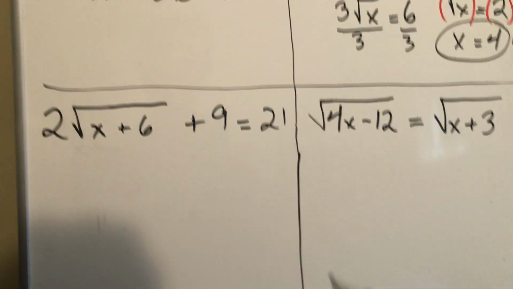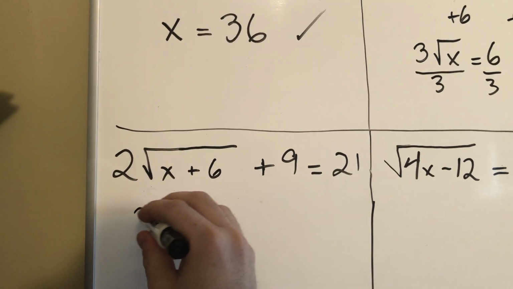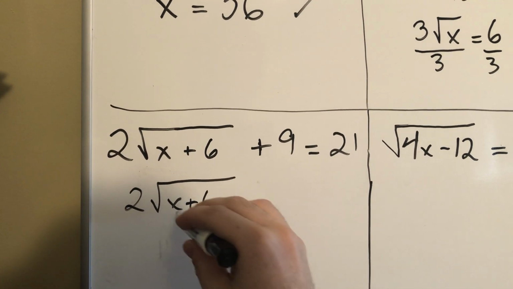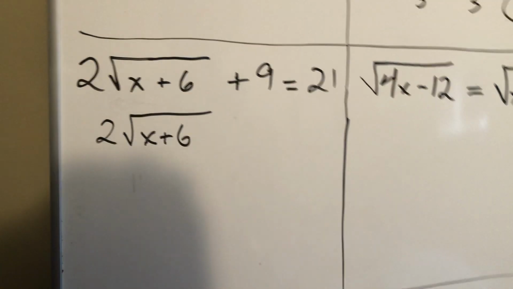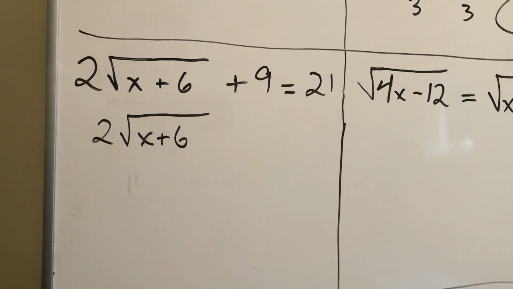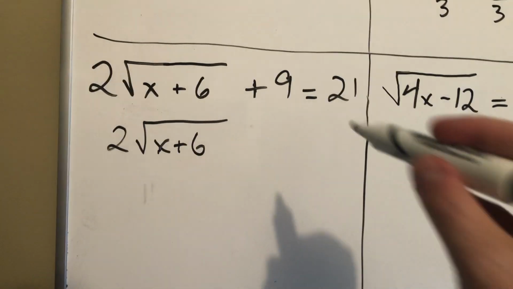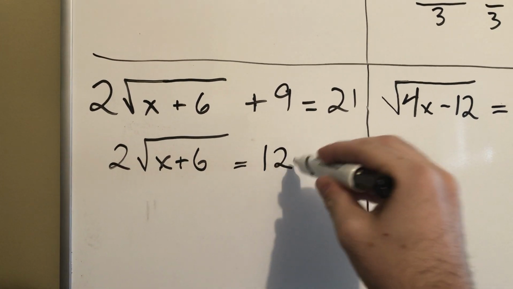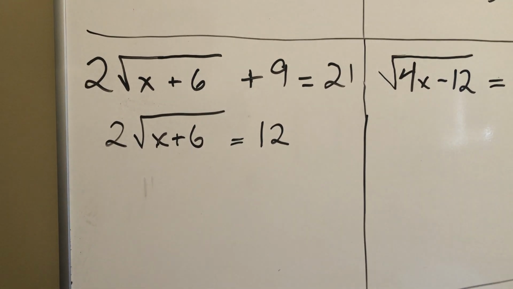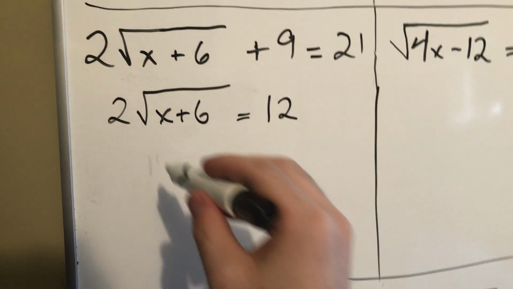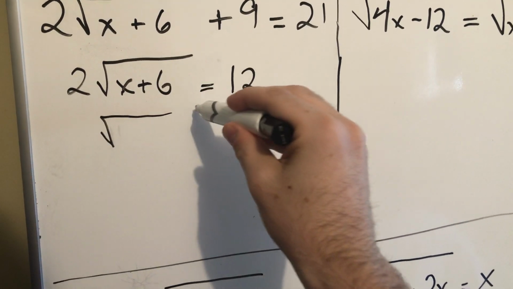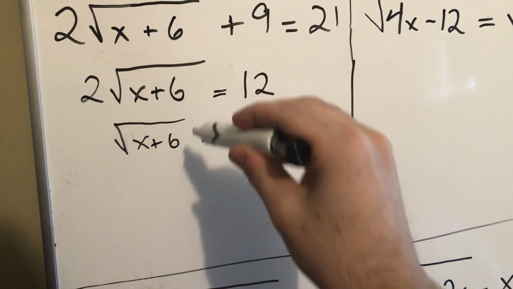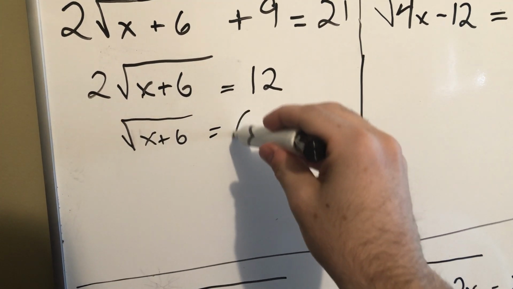So I'm going to subtract 9 on both sides. I'm a little tight on space, so just pretend that I've subtracted 9 on both sides. And we get down to 12. Now, like the previous example, I divide both sides by 2. Again, pretend that I've done that, showing my work. 12 divided by 2 gives me 6.